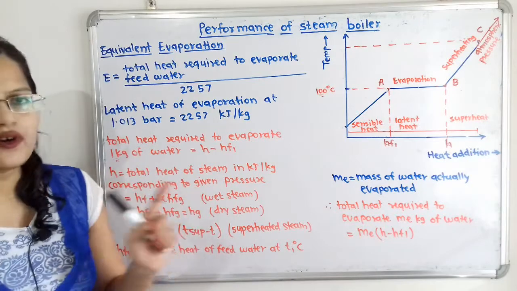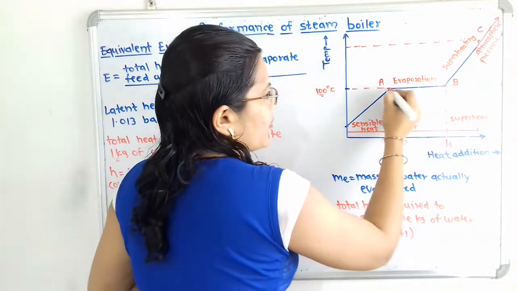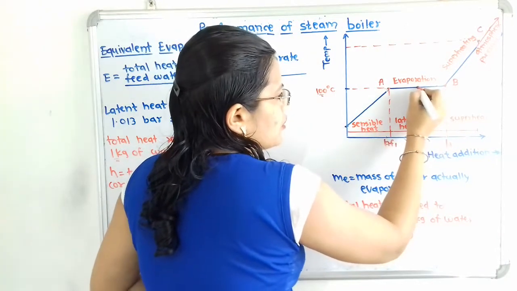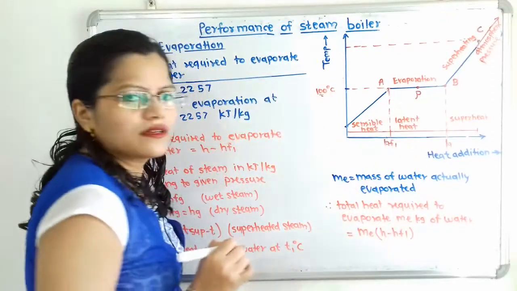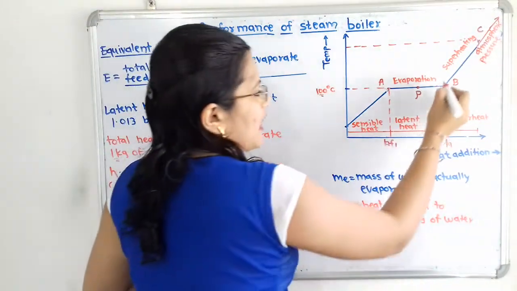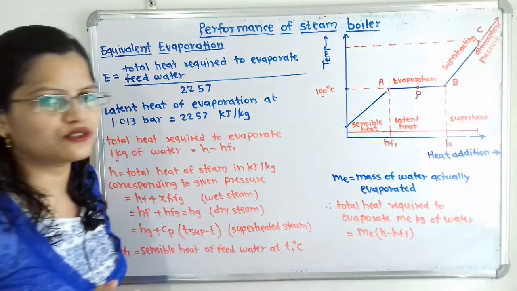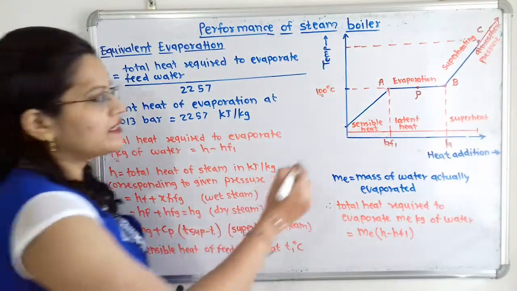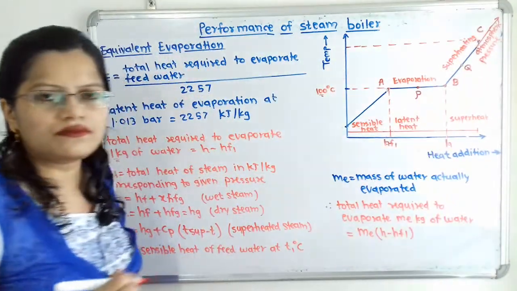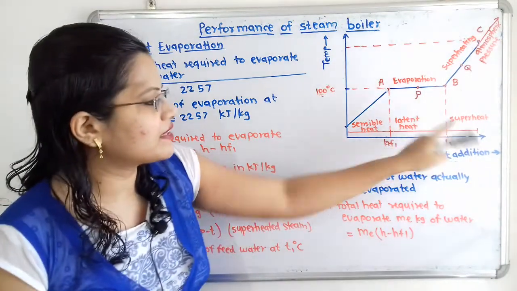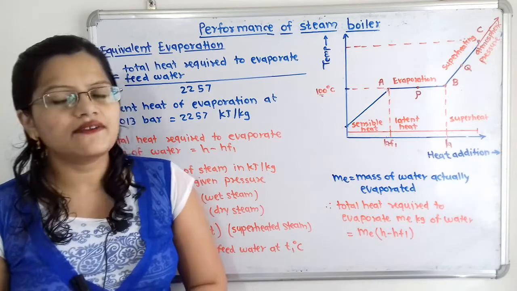So I will show here with different points. For wet steam we will take here the point in between A and B, so I will say here the point P. Then for dry and saturated steam, here is the point B. And for superheated steam, I will say here the point as Q. Then we have to define this H. Now from the steam table, how will we get the values?